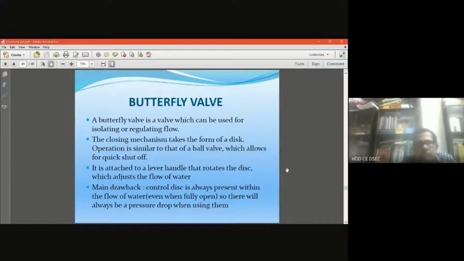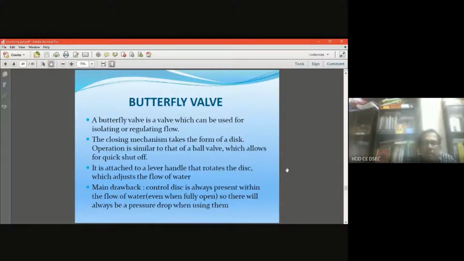So in the ball valve, there is a hollow, perforated ball, and here, instead of a ball, there is a disc which is rotated by means of the lever handle. That is the difference. That's why in the butterfly valve there is a disc, and in the ball valve there is a hollow perforated ball.